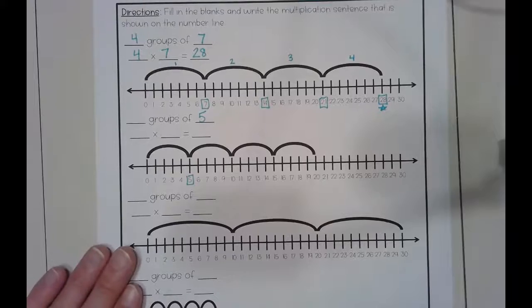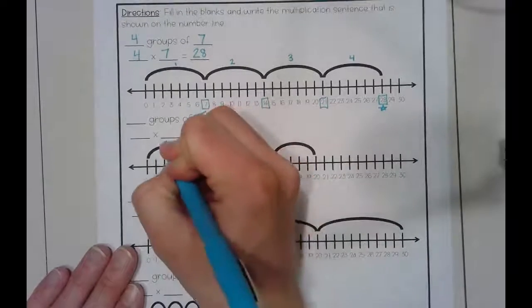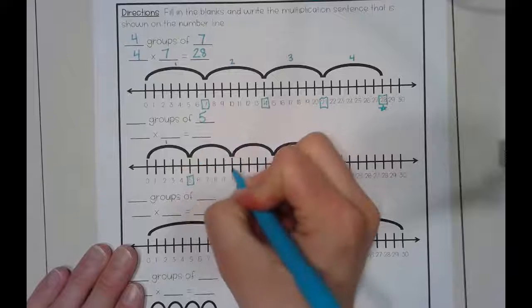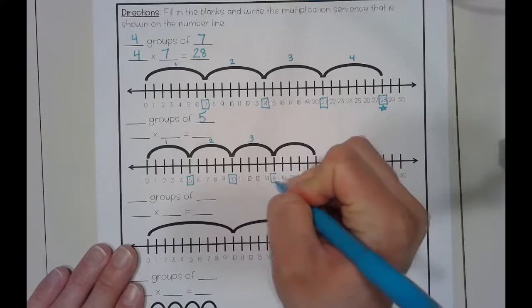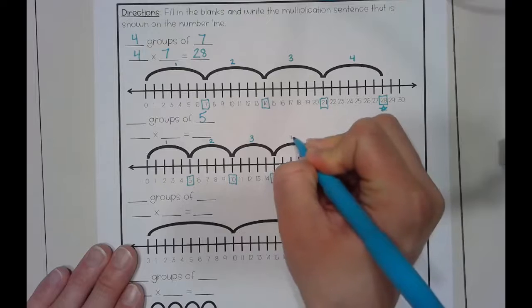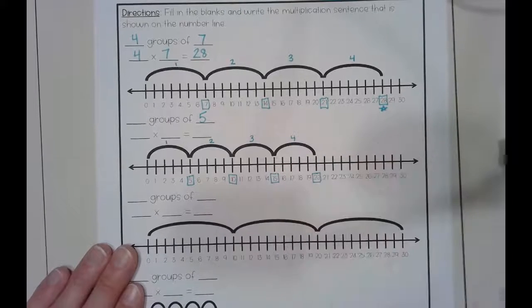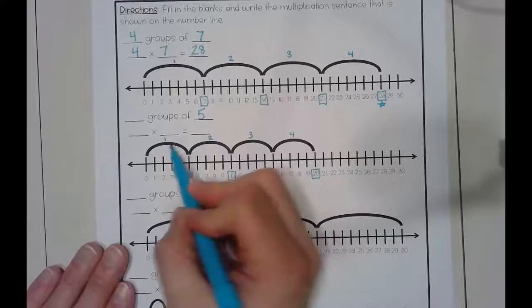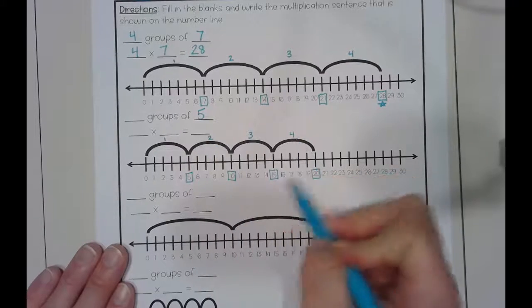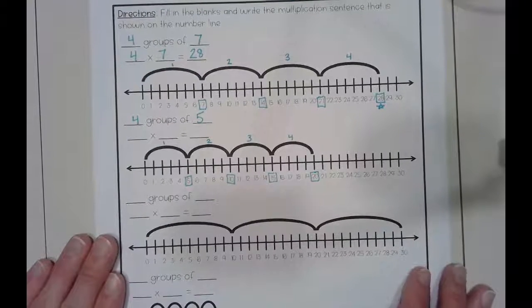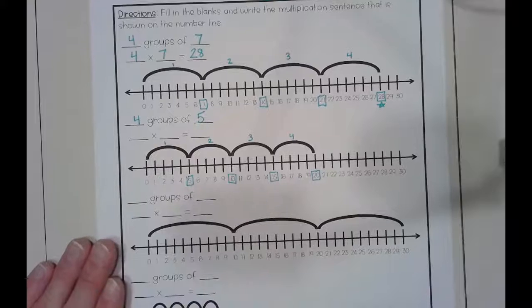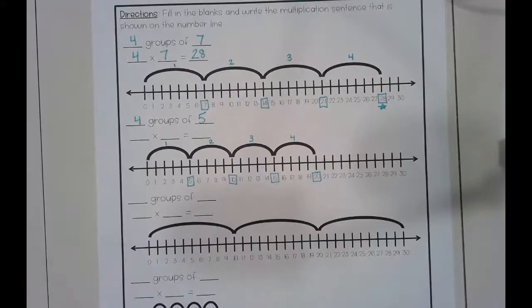Okay, so let's see. This is one group of 5 right here. This is 2 groups of 5, and I land on 10. 3 groups of 5, and I land on 15. 4 groups of 5, and I land on 20. So I have 1, 2, 3, 4 groups of 5. I can write that down here. And 4 groups of 5. I want you to write down what that means. What would that mean as a multiplication sentence? What times what? Try it on your own.